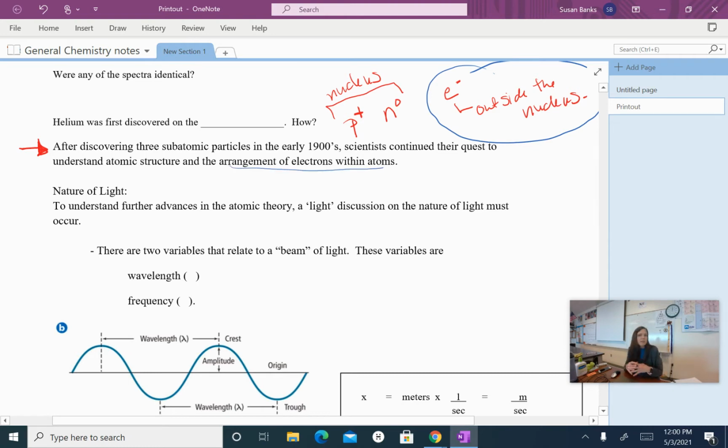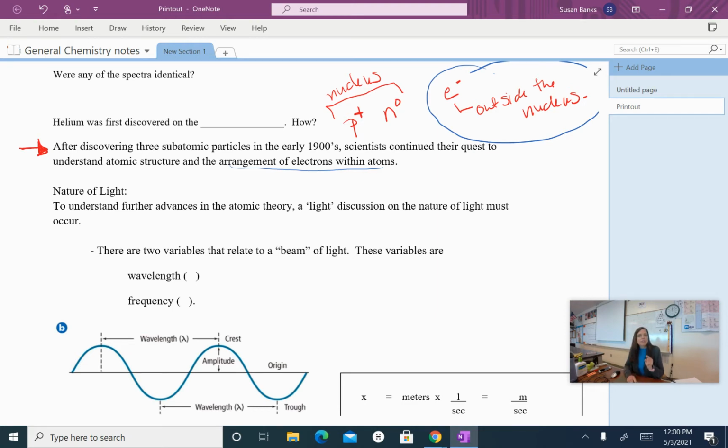We already talked about the energy levels, and we did the Bohr model, and now we're going to talk about why Niels Bohr came up with the idea that he did for his energy levels and the Bohr model. But to do that, we're going to have to talk about light for just a day or two so that you understand where this idea came from. To understand the further advances in atomic theory, we're going to have a light discussion about light.